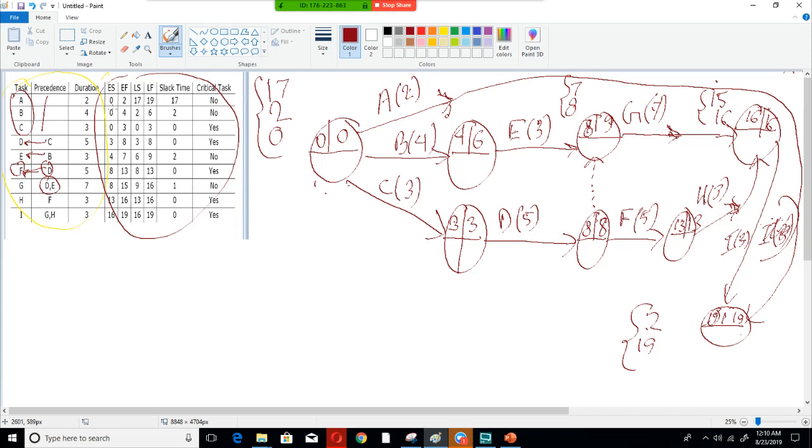We have to find the early start, early finish, late start, late finish. Now a really nice trick for doing this is, first we make the table A, B, C, D, E, F, G, H, I.